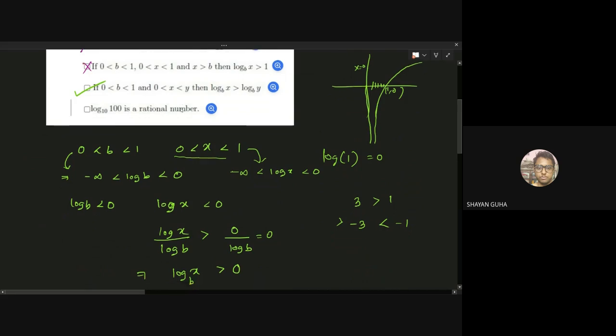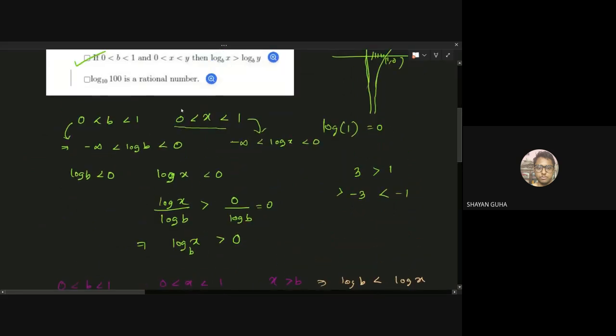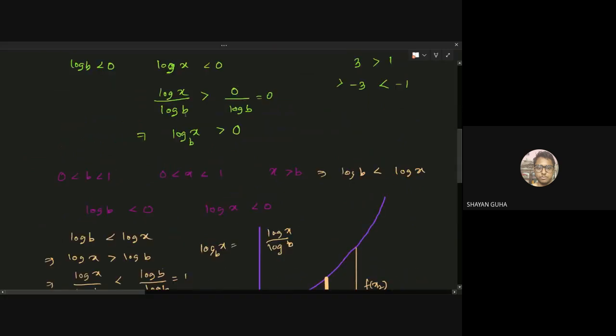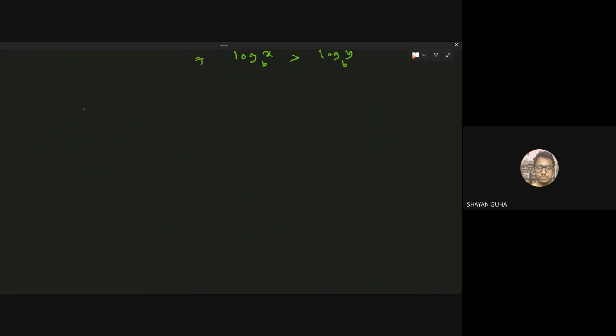And the fourth problem is something I don't think I have to do. Most of the people, you know the properties of log, right? That is log base 10 of 100. This can be written as log base 10.